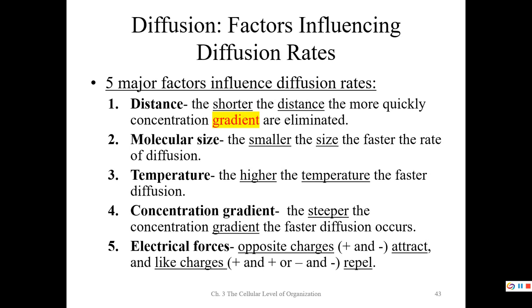Now, molecular size: smaller things are going to be faster. Temperature: higher temperature makes things go faster, okay? Concentration gradients: the steeper the gradient, the faster diffusion moves. And then another thing is electrical forces. Opposite charges will attract each other and like charges will repel. So like charges, plus and plus, negative and negative, will repel each other. Okay, all right.